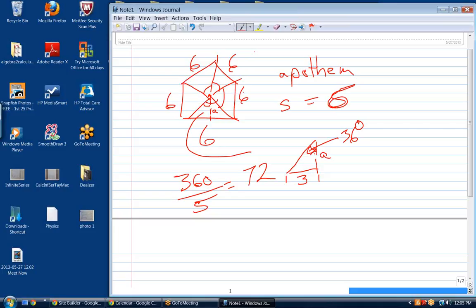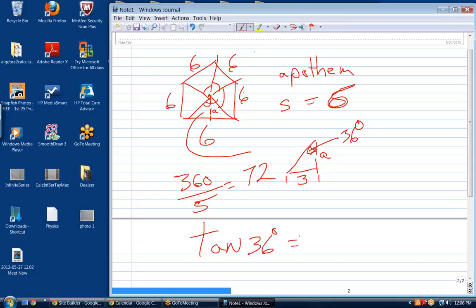Give me the trig function that allows me to solve for A. Would it be sine? No, sine is opposite over hypotenuse. We do not have a hypotenuse here. It's the cosine. Cosine is adjacent over hypotenuse. So tangent, then? Tangent is opposite over adjacent. So the tangent of 36 degrees equals what? 3 over A. That allows us to solve for A, because that is just a number.